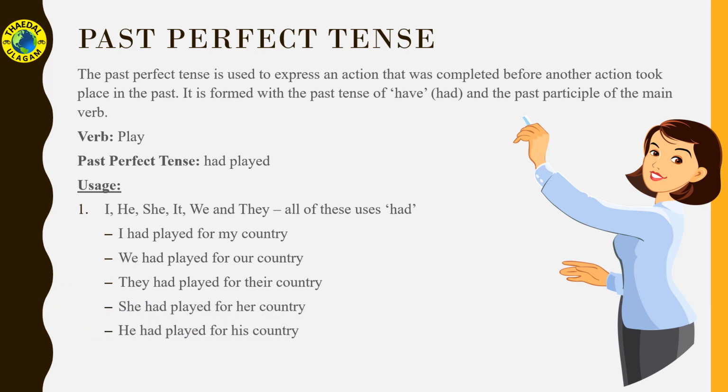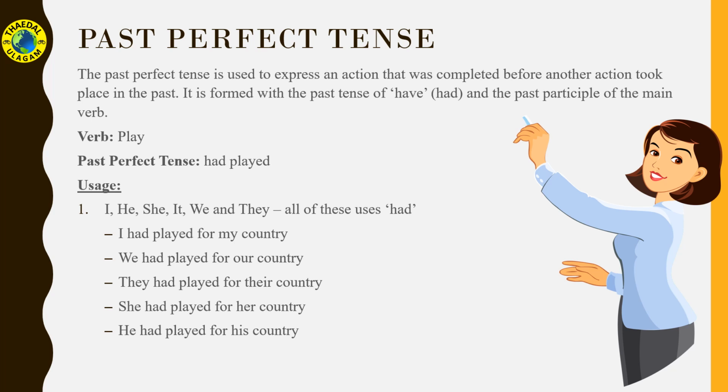Past perfect tense. The past perfect tense is used to express an action that was completed before another action took place in the past. It is formed with the past tense of have, which is had, and the past participle of the main verb. Consider the verb play. The past perfect tense of play is had played.